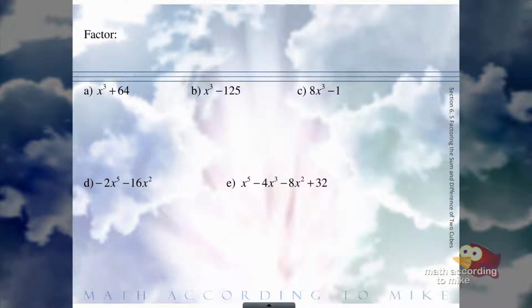In this section, we will be factoring sum and difference of cubes. Remember, we have two formats for the sum and difference of cubes. Let's review them real quick. We have anything of the format a cubed plus b cubed factors as a plus b times a squared minus ab plus b squared. And then a cubed minus b cubed is a minus b times a squared plus ab plus b squared.